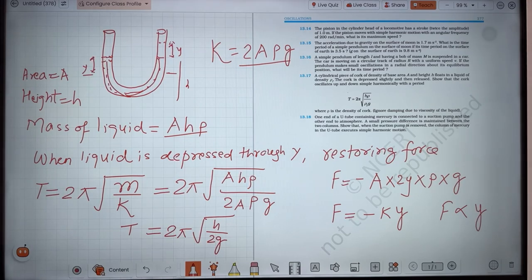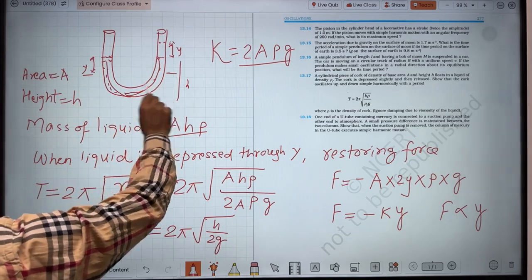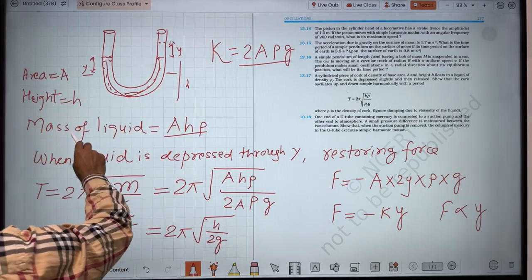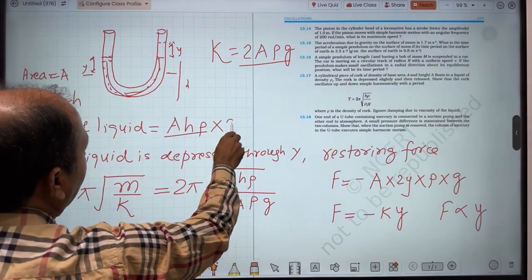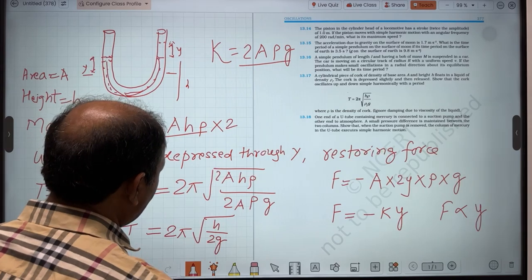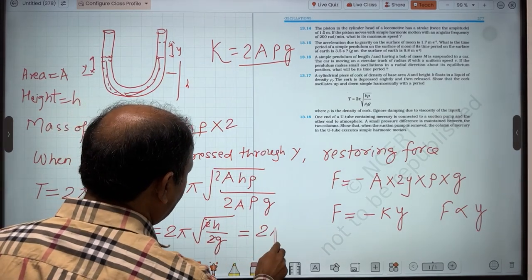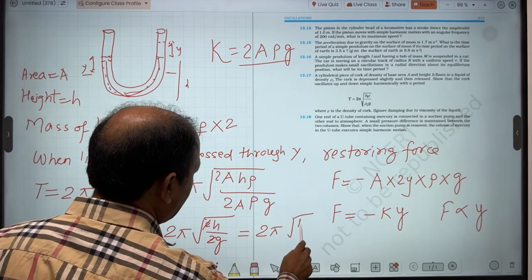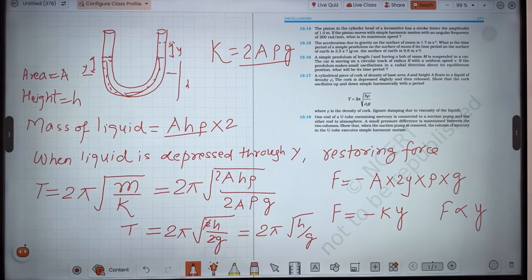Is there something missing here? Mass of liquid. Here I think we missed it, because this is height h. Instead of writing h, because one portion we have considered, you have to multiply by 2, right? So if you multiply by 2, the 2 will come over here, and the 2s will cancel out, and we will get 2 pi root h upon g. Correct? So that was a mistake here.